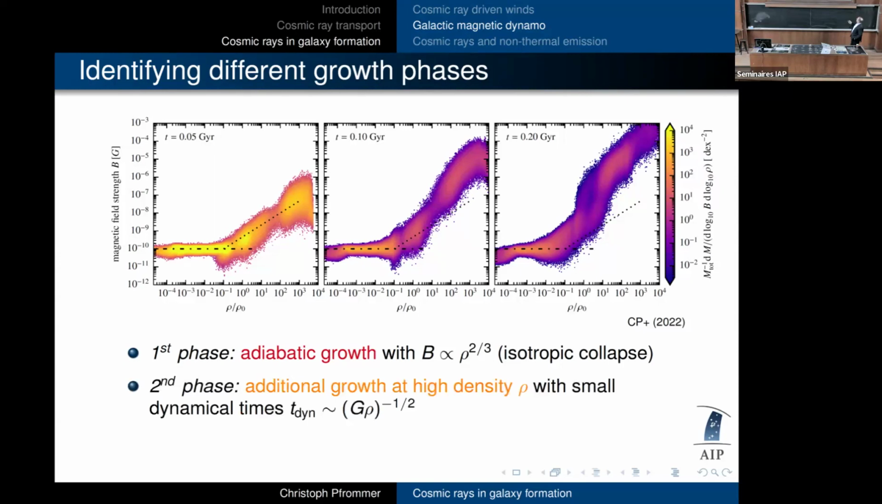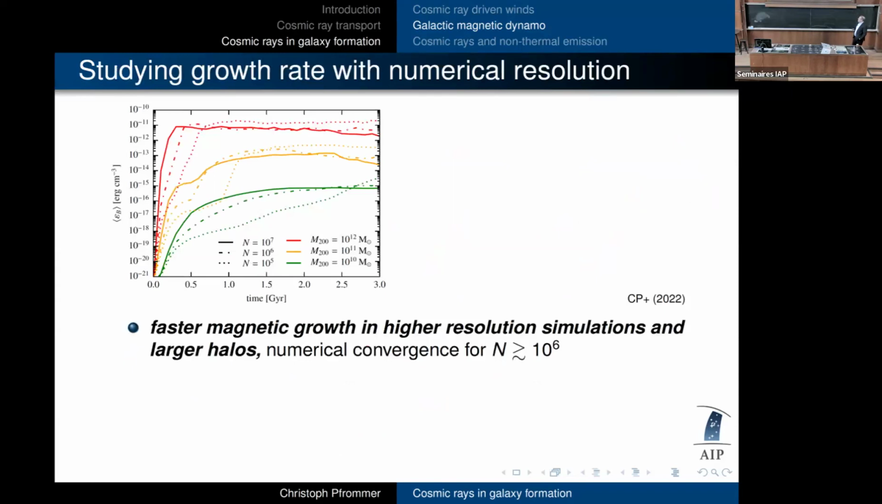Next, what you see is that there is an increase of the magnetic field strength at the smallest scales, the highest densities. So these are the eddies that have the shortest dynamical times. And this then migrates to lower densities, that means to larger scales, as time goes on. That's interesting. Let's look a little bit more.